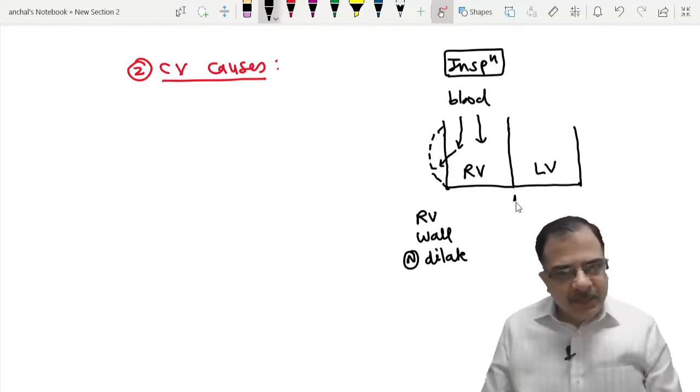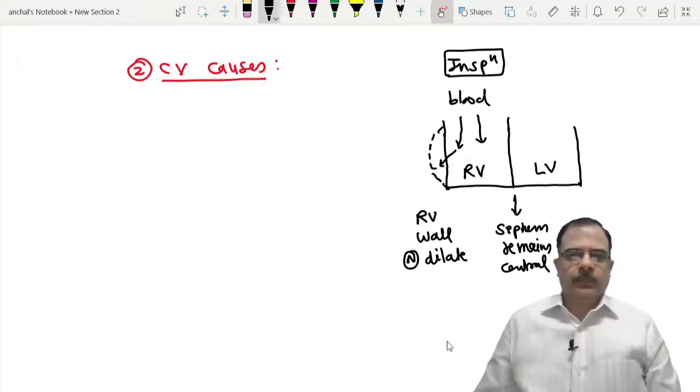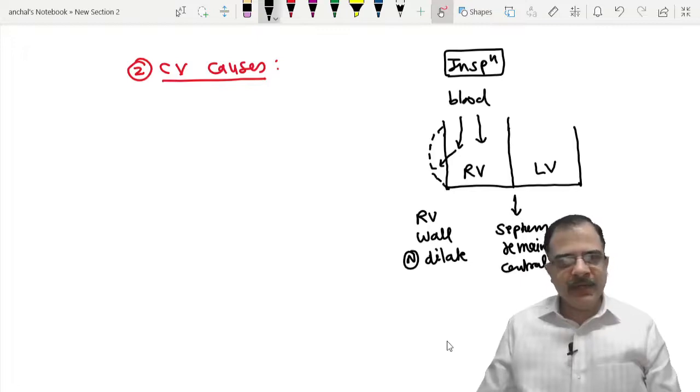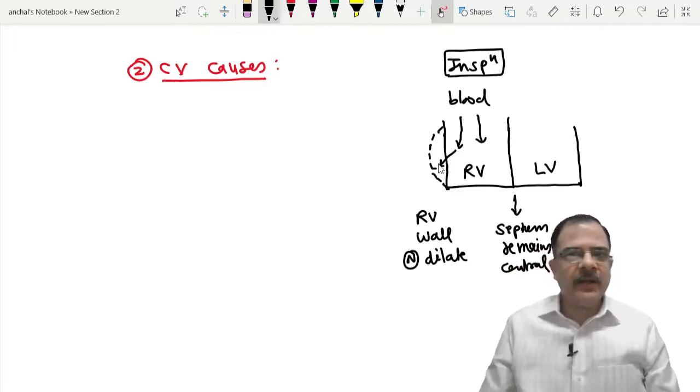So the septum remains central. The septum usually does not move. It remains in the center. Whatever extra blood has come into the right ventricle is accommodated there, because the right ventricle wall normally dilates. The septum remains in the center. This is a normal phenomenon.